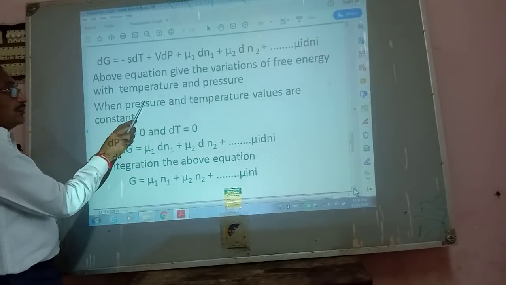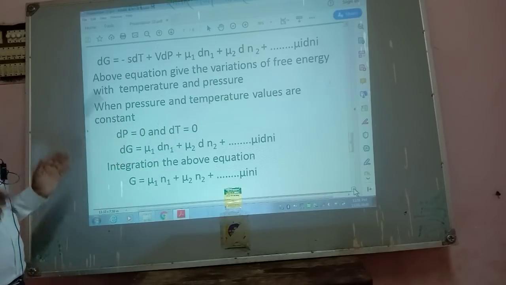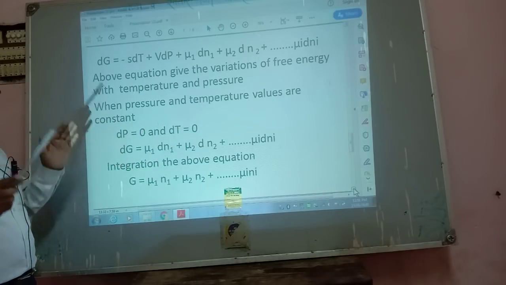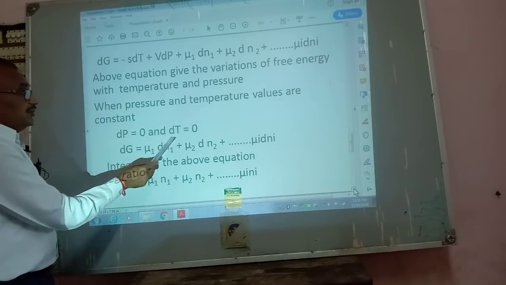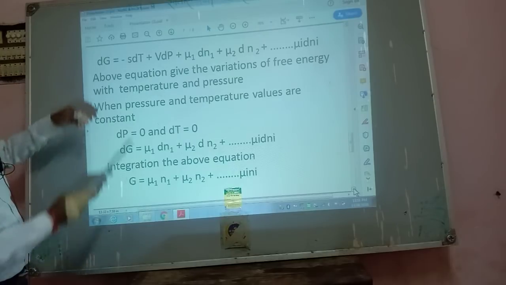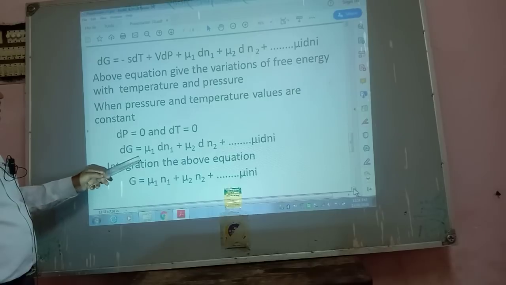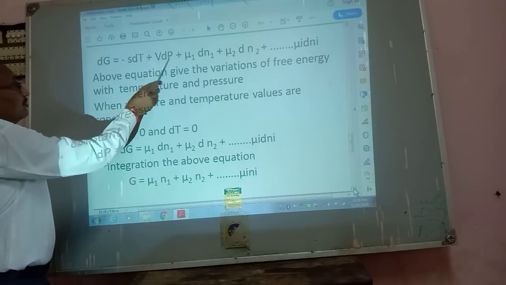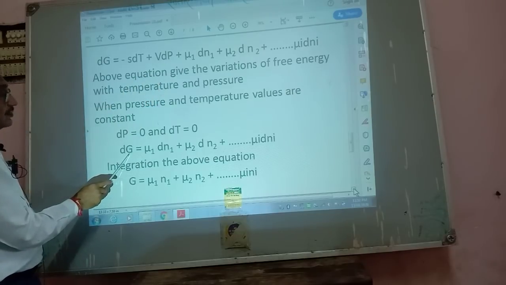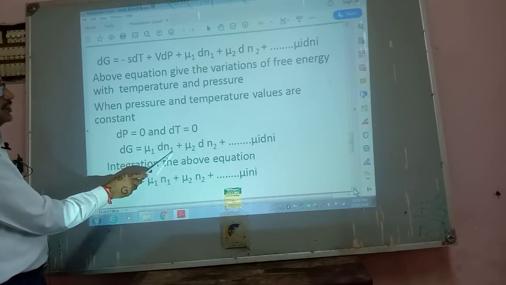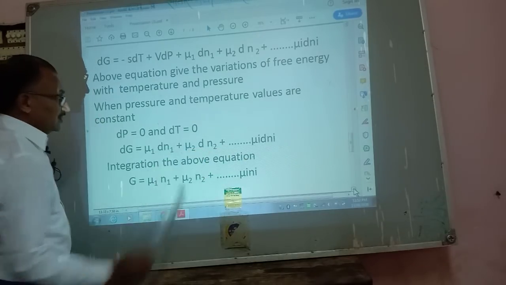Now if we maintain the temperature and pressure of the system constant, then what happens? dP is equal to 0 and dT is equal to 0, and therefore in this equation these terms become 0, and dG is equal to mu1 into dn1 plus mu2 into dn2 plus mu_i into dn_i.